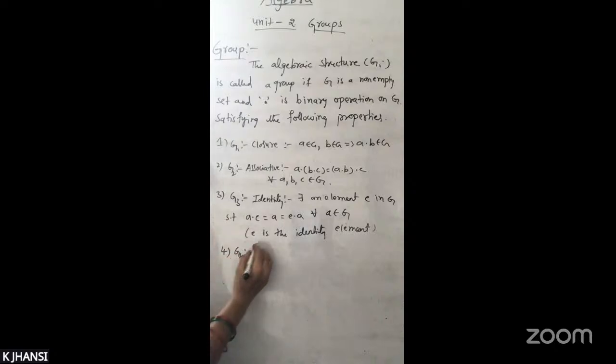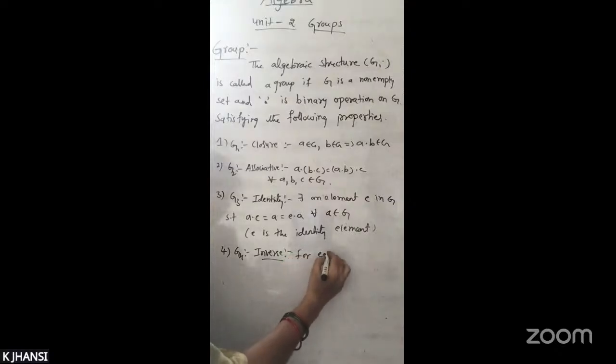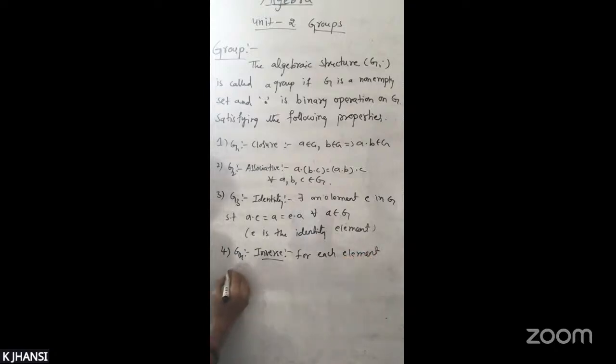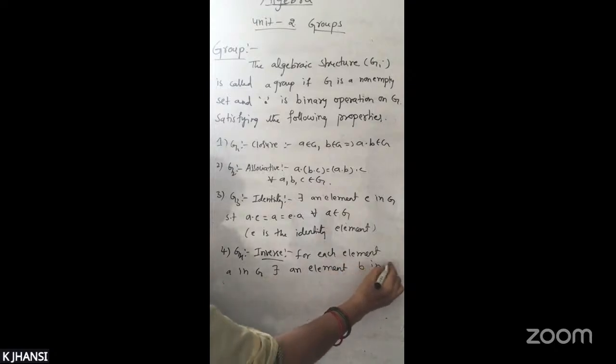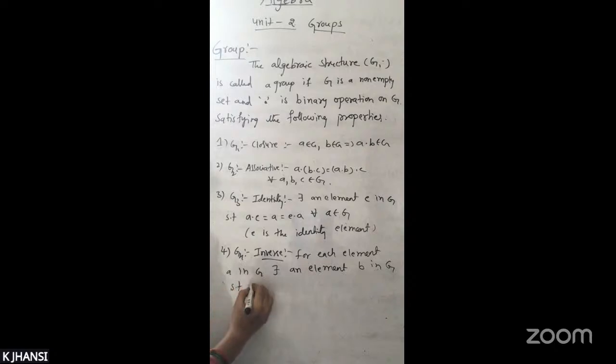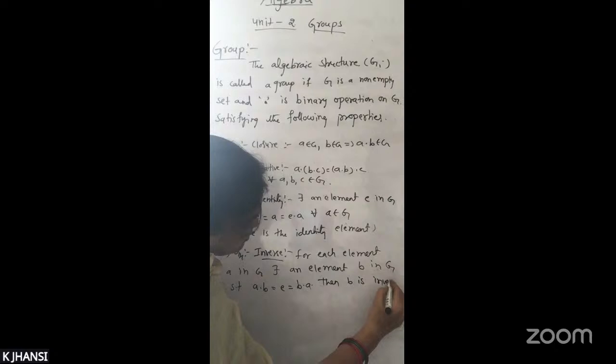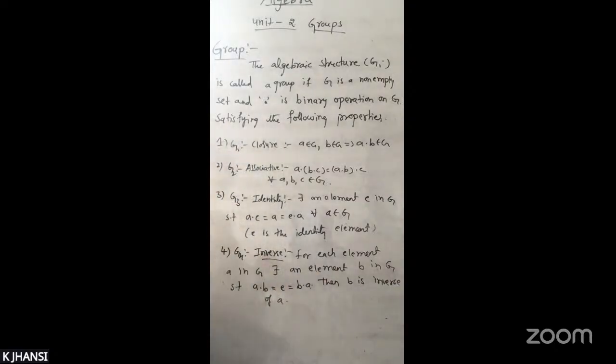Next, fourth one is inverse. That is called as G4. So inverse property is, that is, for each element A in G, there exists an element B in G such that A·B is equals to E is equals to B·A. Then what we call B is inverse of A. Okay. So B is called as the inverse of A. If any algebraic structure is satisfying these four properties, then we call that algebraic structure is a group.